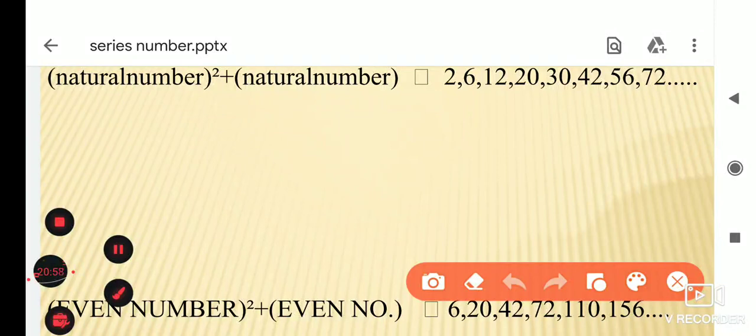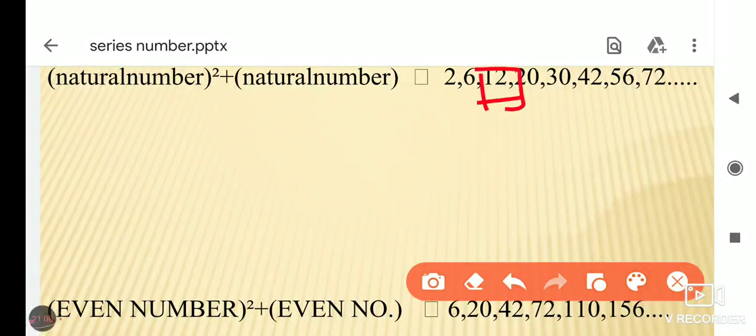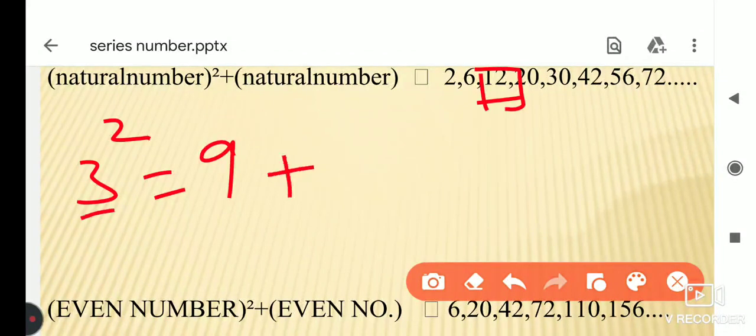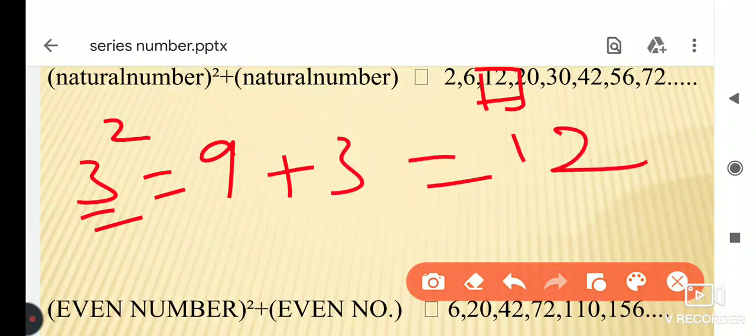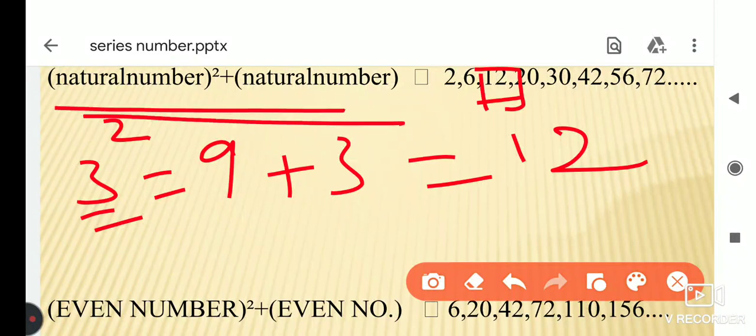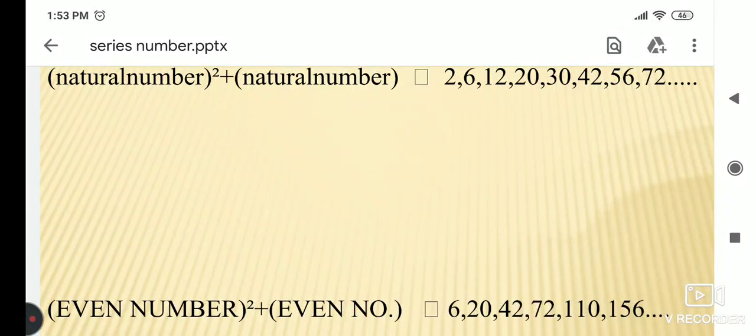The third number is 12. So the third natural number is 3. 3 square is 9, plus 3, we get the answer 12. So the pattern here follows, that is the natural number square plus the natural number itself. So this is the pattern that follows in this number series.